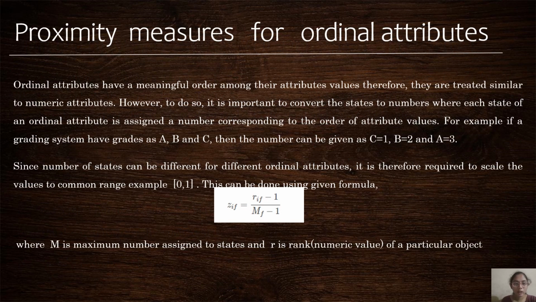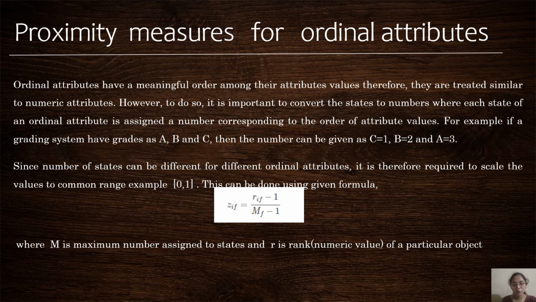Proximity measures for ordinal attributes. Ordinal attributes have a meaningful order among their attribute values. Therefore, they are treated similar to numeric attributes. However, to do so, it is important to convert the states to numbers, where each state of an ordinal attribute is assigned a number corresponding to the order of attribute values. For example, if a grading system has grades A, B and C, then the numbers can be given as C equals 1, B equals 2, and A equals 3.